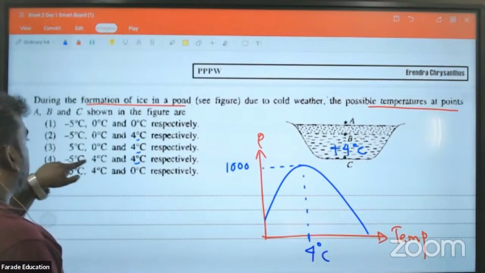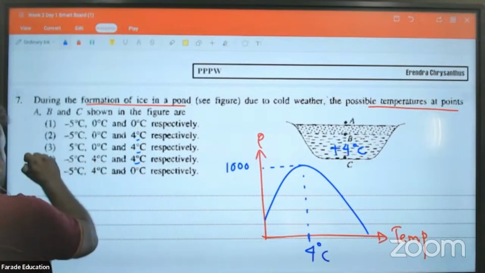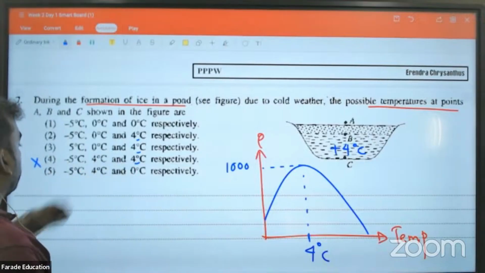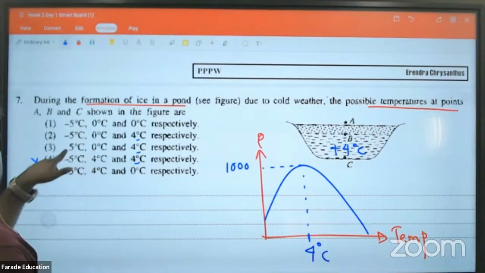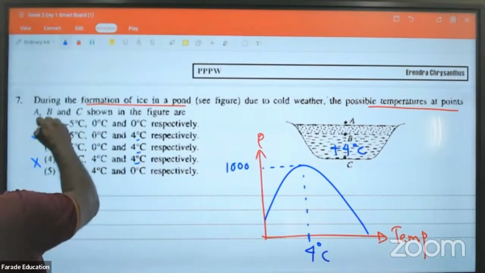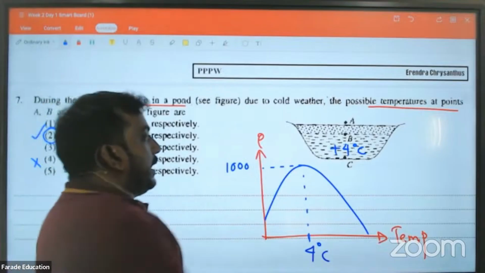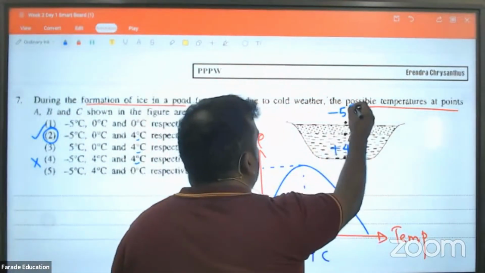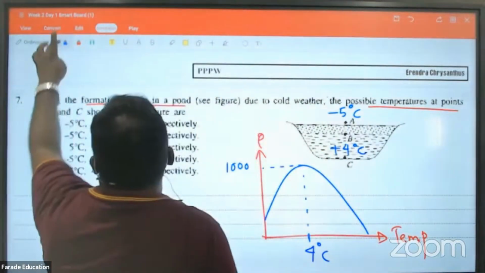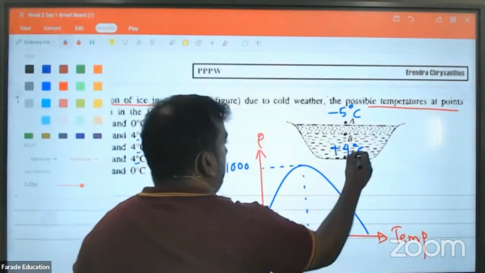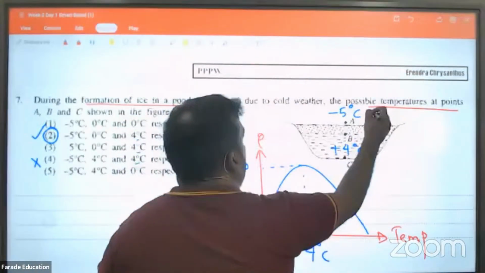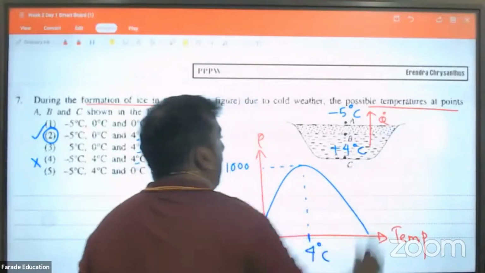Outside minus 5, 4, 0. This is wrong. You can't have 4 in two places. Here 4 degrees, here 0, here minus 5. This is most probably correct. The correct answer is answer number 2. Look at this carefully. Here 4, here minus 5. What happens is, heat will travel from high temperature to low temperature like a conductor.